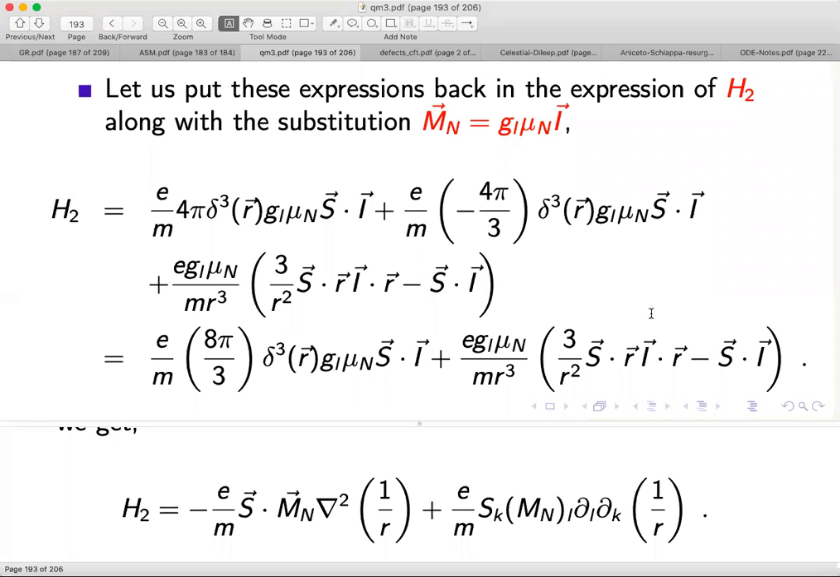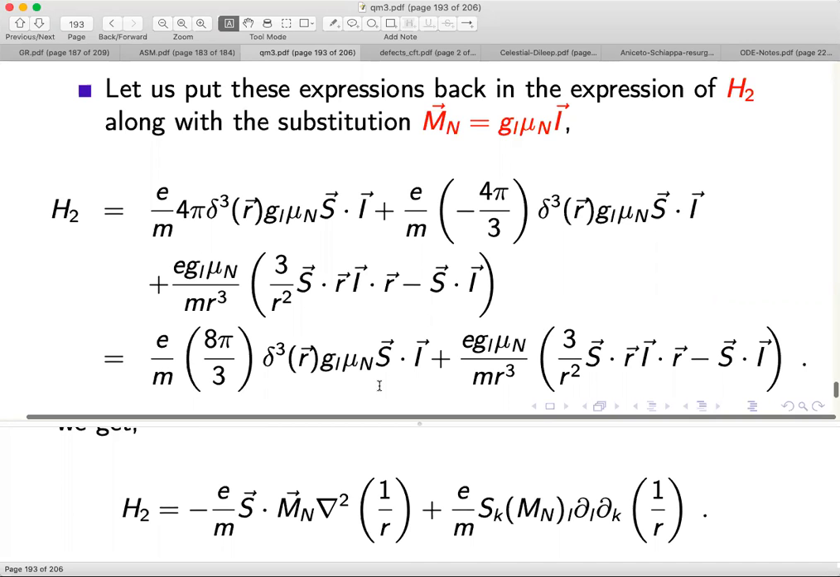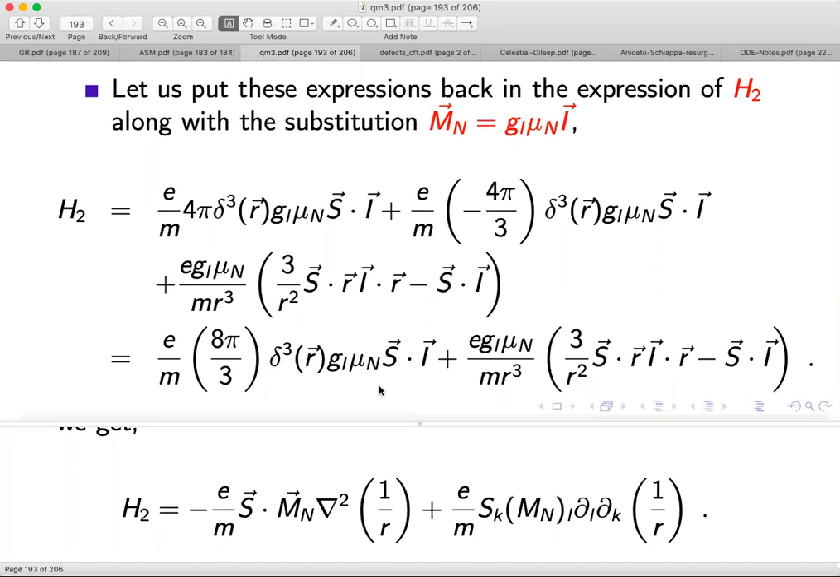So here it is not easy to directly see what kind of term it would be. Is it a repulsive potential or...? The first term is kind of repulsive because it's a positive term, and if S and I are aligned in the same direction, it should act as a repulsive term. But it's a delta function term, so it acts only at the center.